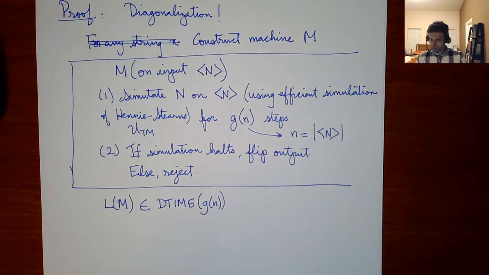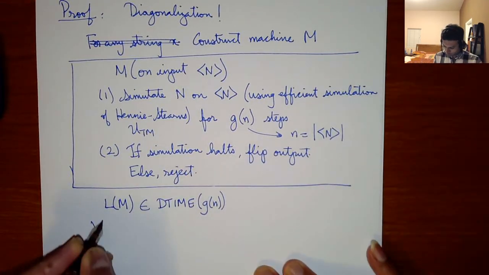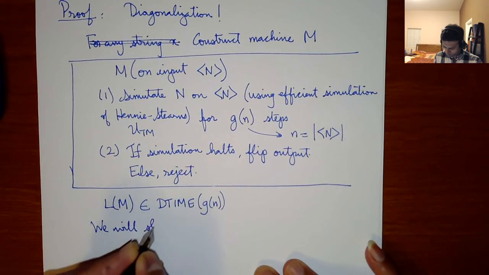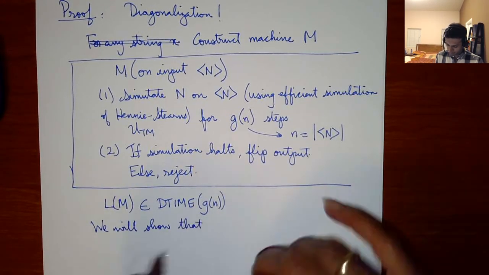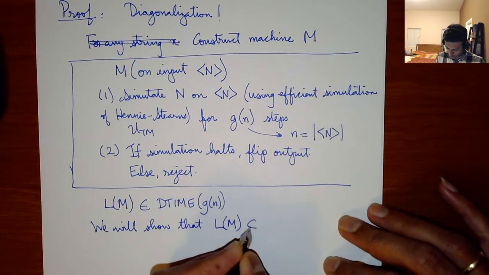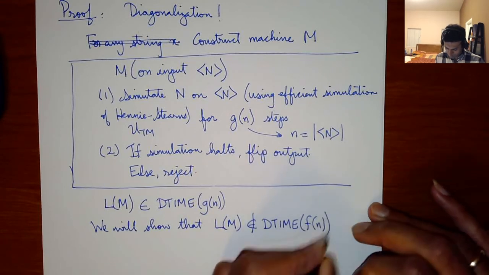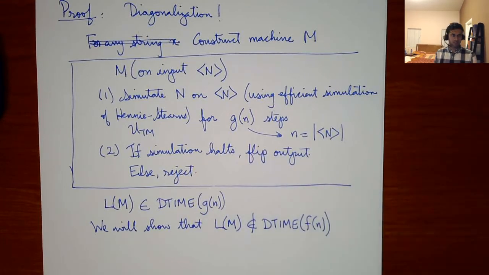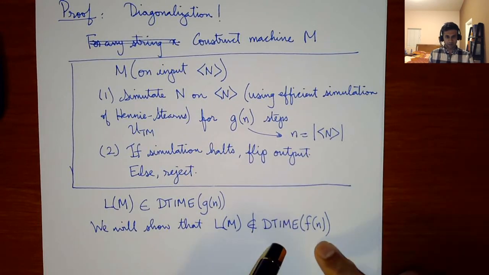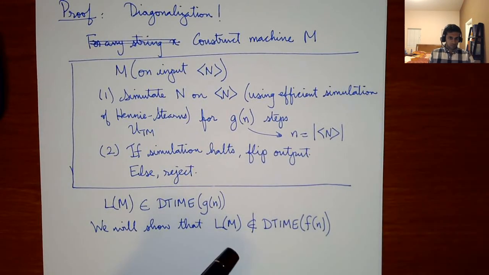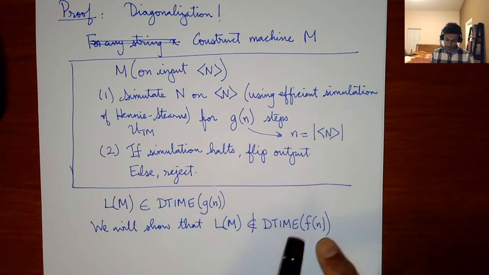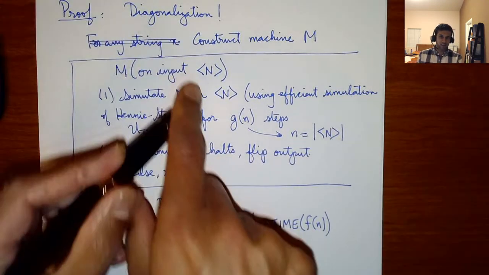Any questions about what this machine is doing? Okay. Now we will show that L of M is not in DTIME f of n. And we'll basically use a diagonalization style argument. We'll say that suppose it was in DTIME f of n, then there's going to be some Turing machine which can decide this language in f of n time, and then we're just going to feed that into this and we'll get a contradiction.